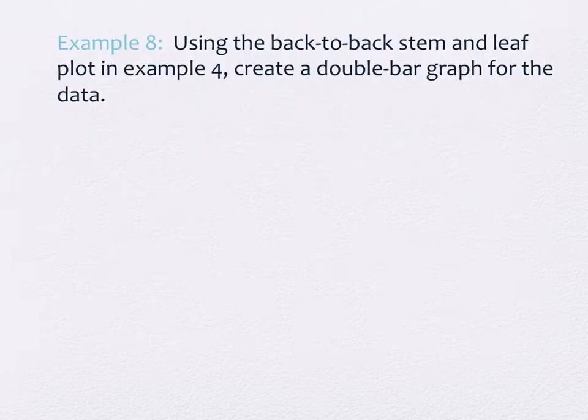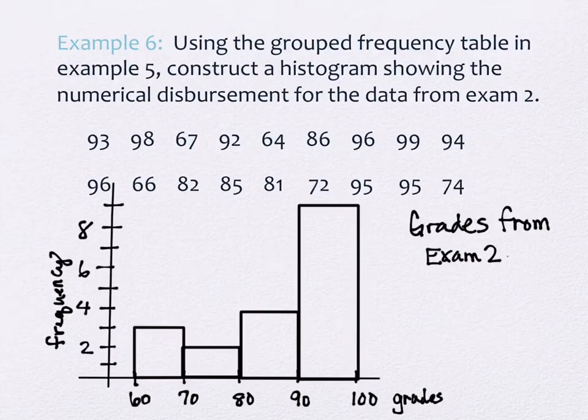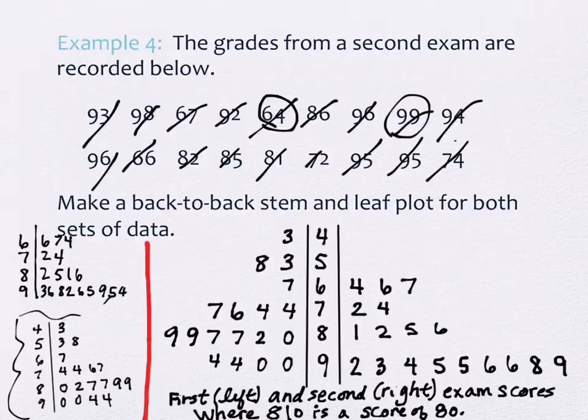So we're going to use the back-to-back stem and leaf plot that we created before to create a double bar graph for the data. So you might be referencing backwards. I'm going to copy my data so we can see it all at least on the same screen together for the moment.